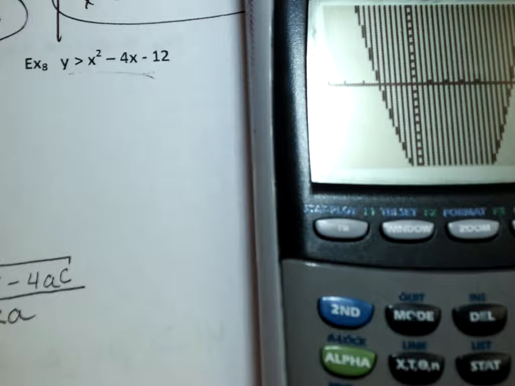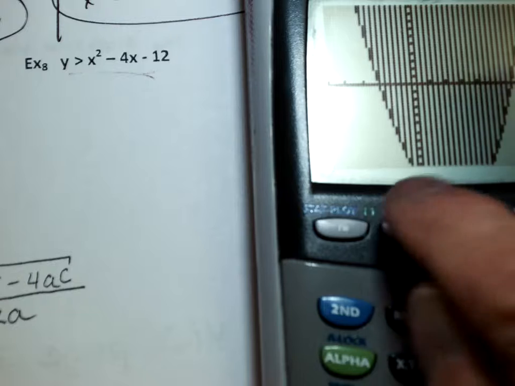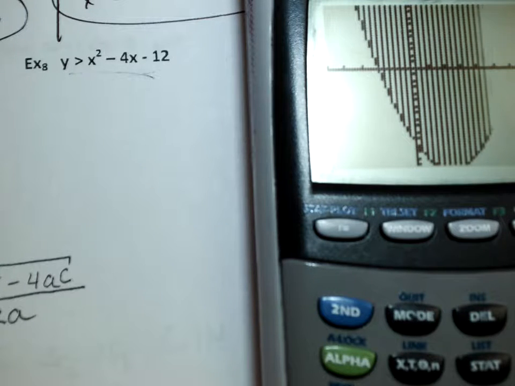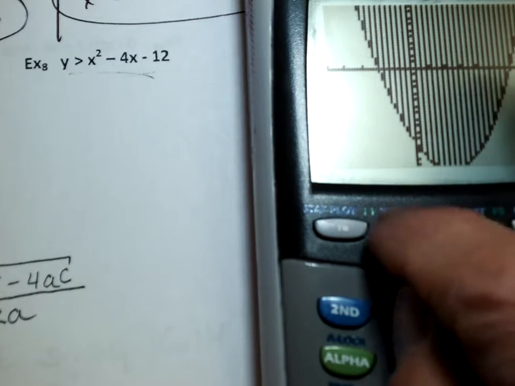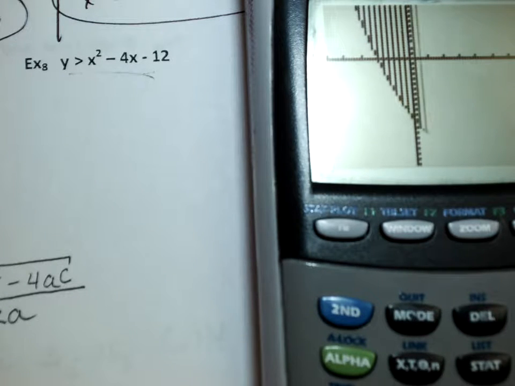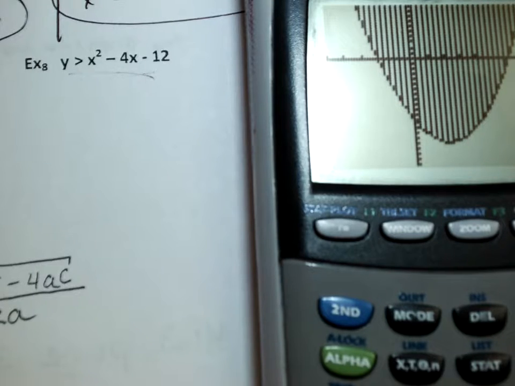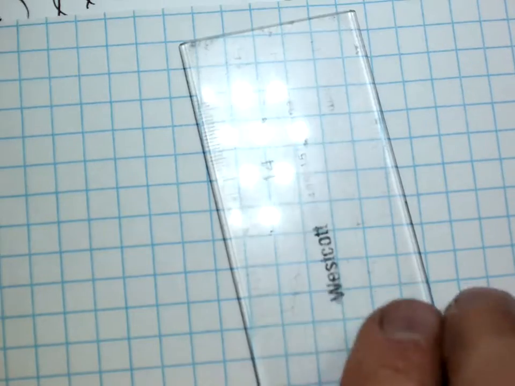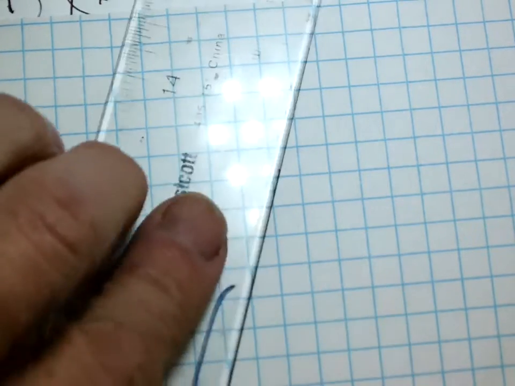Oh, that looks almost better. I need a little bit more y min, right? Let's go to my window and go a little further down, maybe negative 15. Let's try it now. Oh, we're still not there. So let's go a little bit more y min, maybe negative 20, okay? Oh, that looks much better, right? So if I take my graph paper and put it in there, there we go, that's what I want.